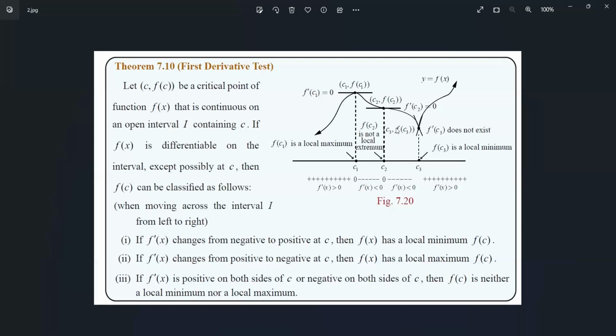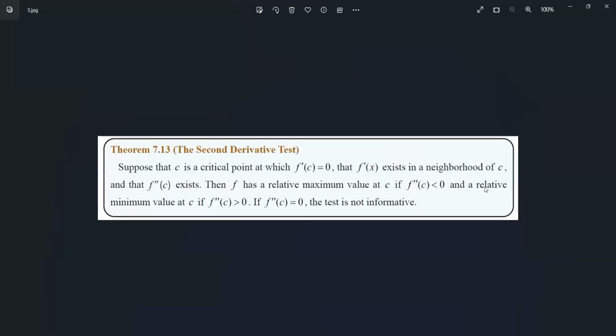Similarly, if you consider c2, to the left side of c2 the slope is decreasing and it's negative. To the right side of c2, we have positive. So this point is a local minimum. This test maybe looks a bit more complex, so we will use the next test for the optimization problems.